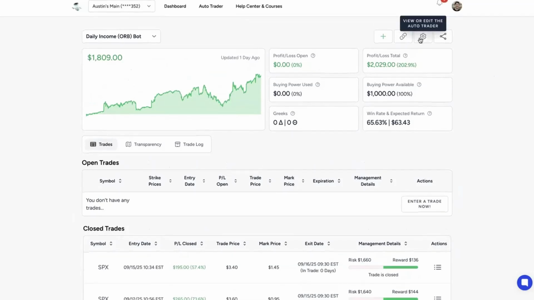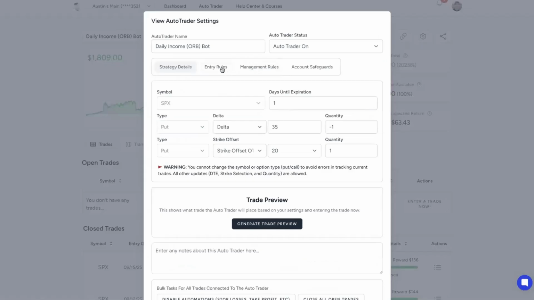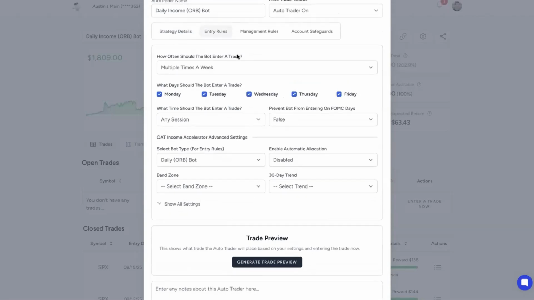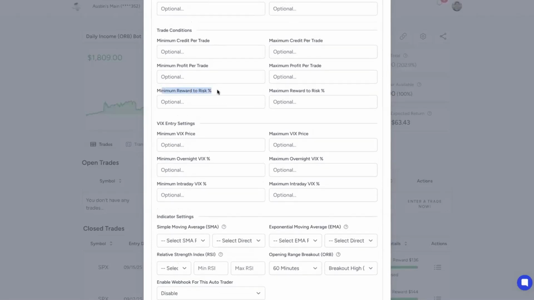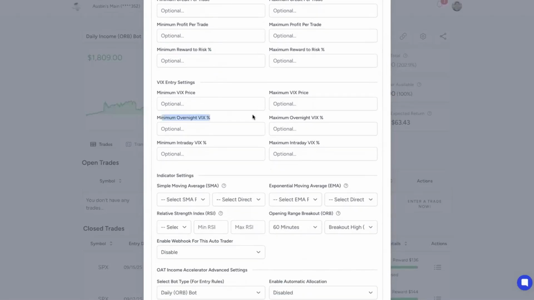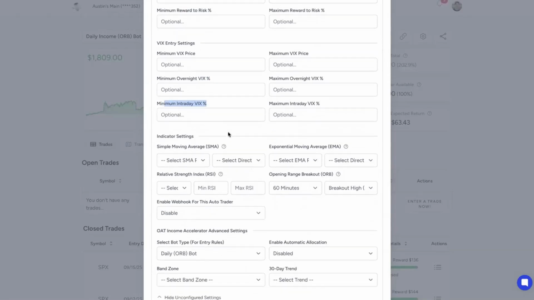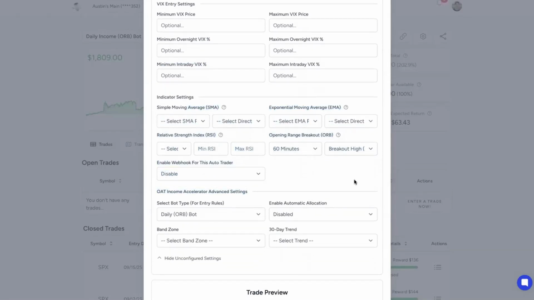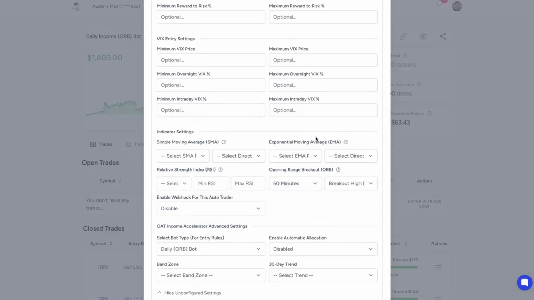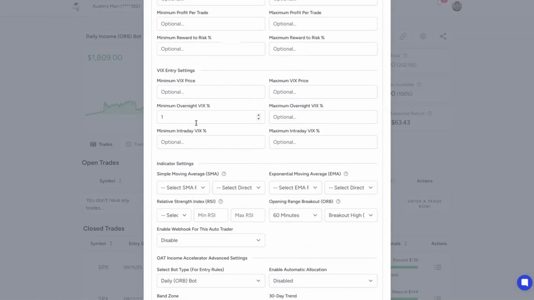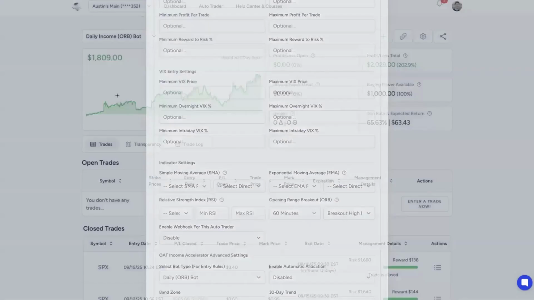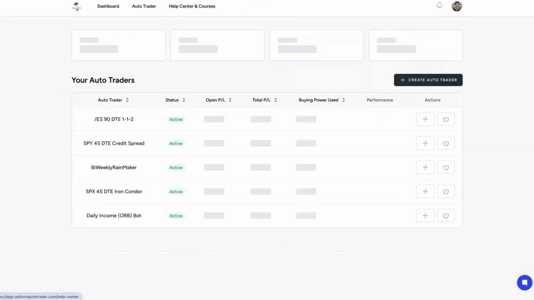What you want to do is go into settings, underneath entry rules. Again, I like to keep it as simple as possible. What we can do here is click on show all settings and you'll be able to see your reward to risk, which we talked about, the overnight percentage, intraday VIX percentage, and all the indicators here to adjust what we want to do. Again, I could do something as simple as a 1% overnight move. This way, I want to make sure VIX is moving that day. Again, I haven't tested this, all things that you want to backtest first. But again, that's how simple it is to set it up inside of there.